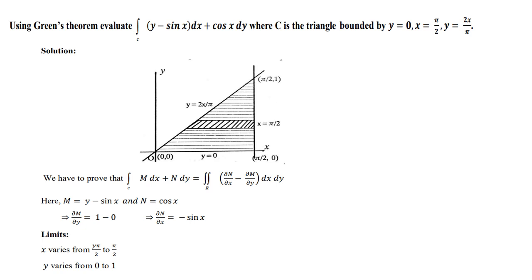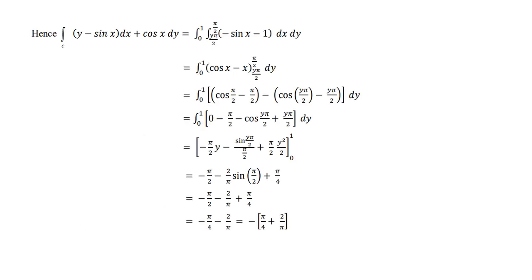So we have to prove that the integral of M dx plus N dy is going to be equal to the double integral of ∂N/∂x minus ∂M/∂y dx dy. Here in the question they have mentioned that M is equal to y minus sin x and N is equal to cos x. So obviously ∂M/∂y is equal to 1 minus 0 and ∂N/∂x is equal to minus sin x. Now by applying these values we will get the integral from 0 to 1, integral from y pi by 2 to pi by 2, of minus sin x minus 1 dx dy.